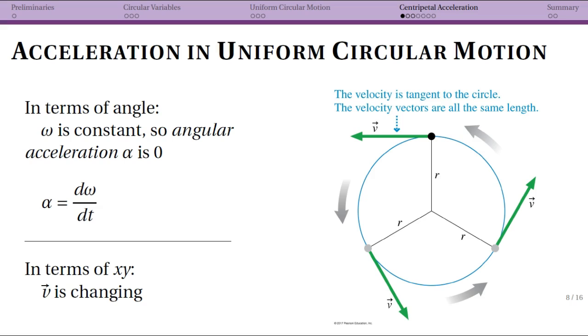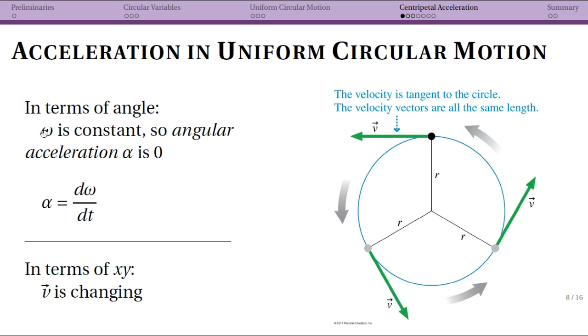So I've talked about angular speed and tangential speed, or tangential velocity, in uniform circular motion, but I haven't yet actually talked about acceleration in detail. So we're going to start with that, and that's going to lead us into a discussion of centripetal acceleration. So there's two ways to think about this. First, let's just think about what's happening in terms of angle.